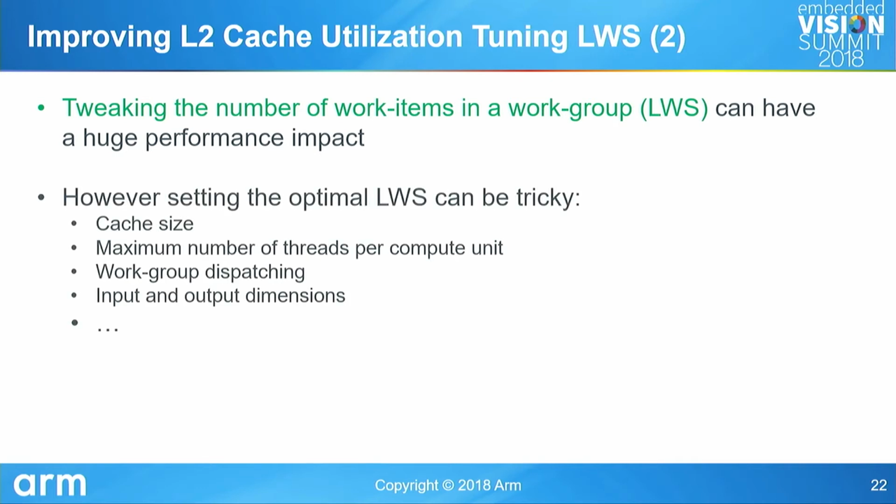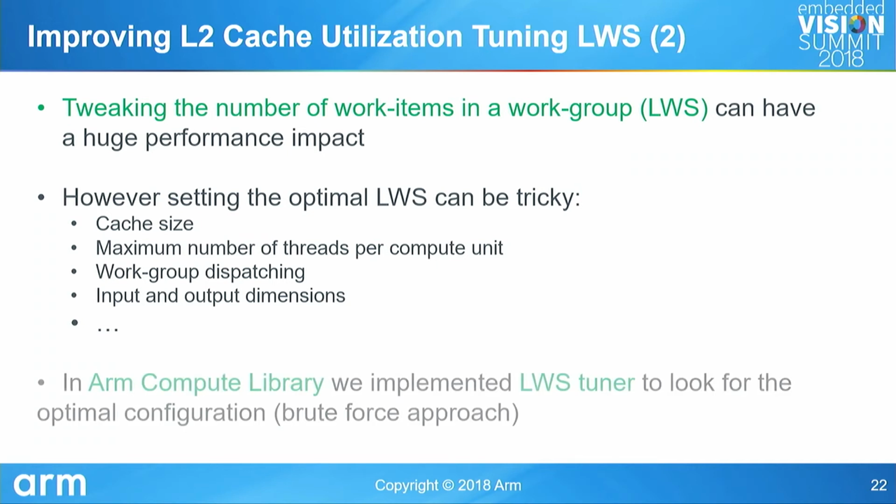However, setting this value is not trivial at all, because it depends on the cache size, the maximum number of threads per compute unit, the workgroup dispatching, and other things. So how can we solve this problem? In the ARM Compute Library, and if you are not aware, it is a free and open source software library developed by ARM for enabling intelligent vision applications on ARM-based platforms, we implement an LWS tuner to look for the optimal local workgroup size to use, using a brute force approach.